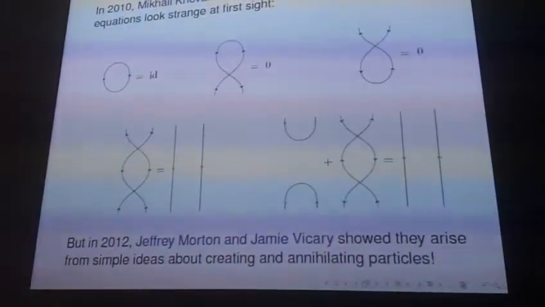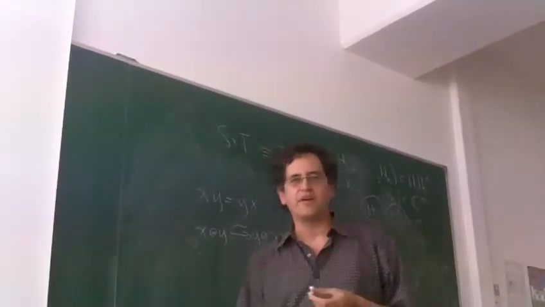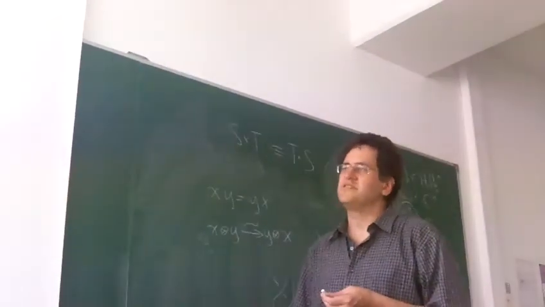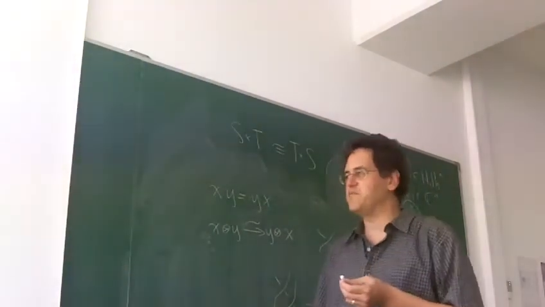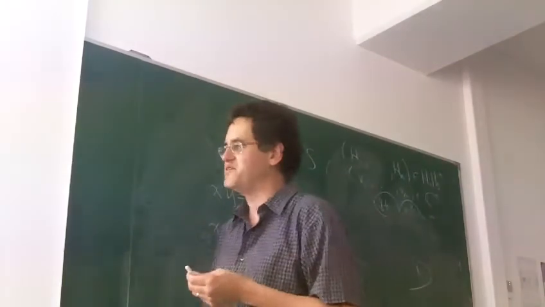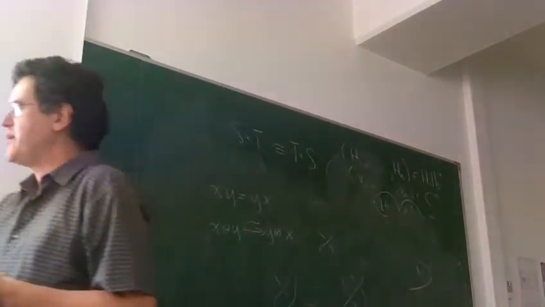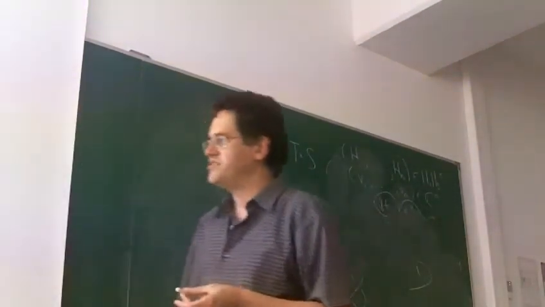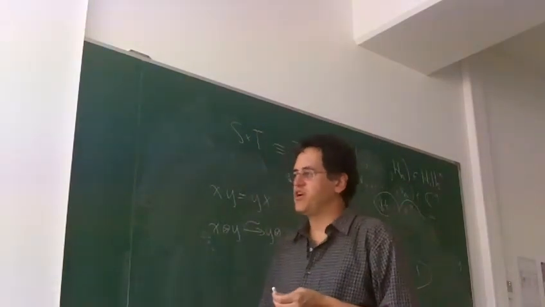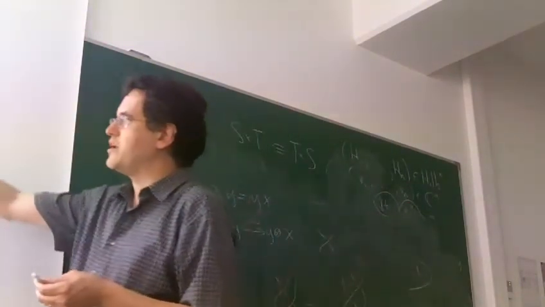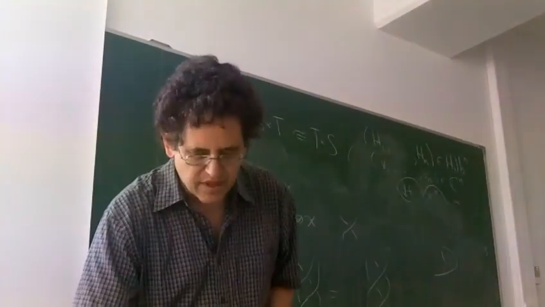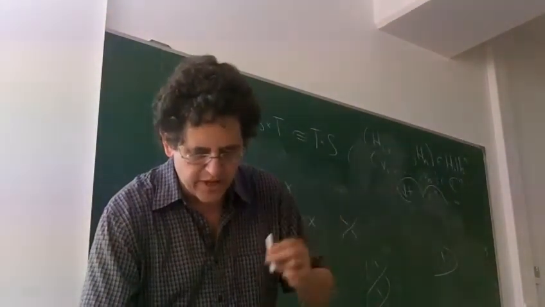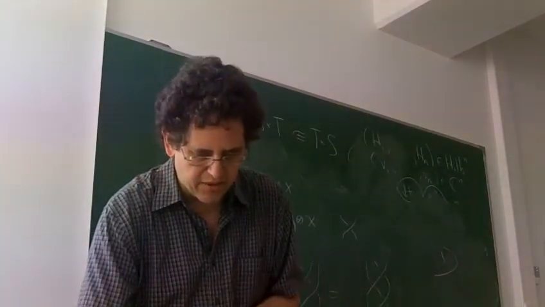If I was very persistent, I could have read his paper, and his paper does explain how he got the idea, but it still seemed complicated to me. Still would have seemed complicated to me if I'd read it carefully. I still wouldn't have understood it really. But in 2012, Jeffrey Morton and Jamie Vickery showed that actually you can understand these things in very simple terms using finite sets and a bit of category theory.